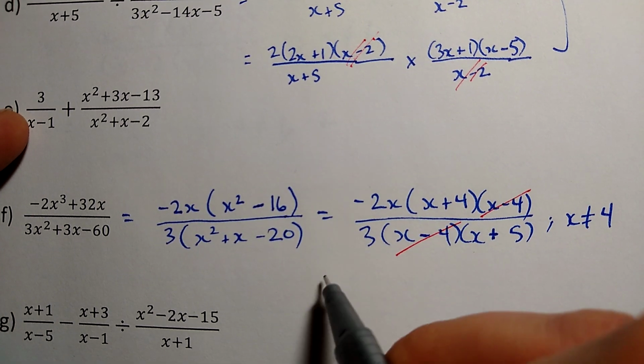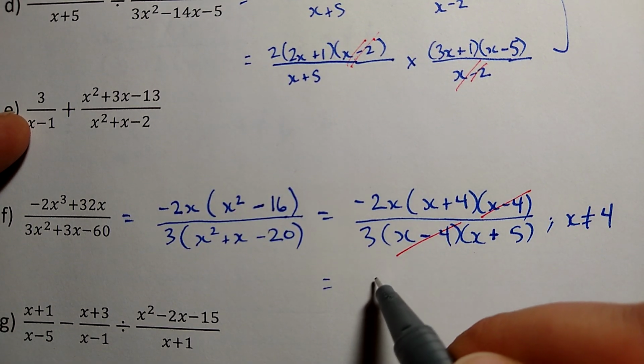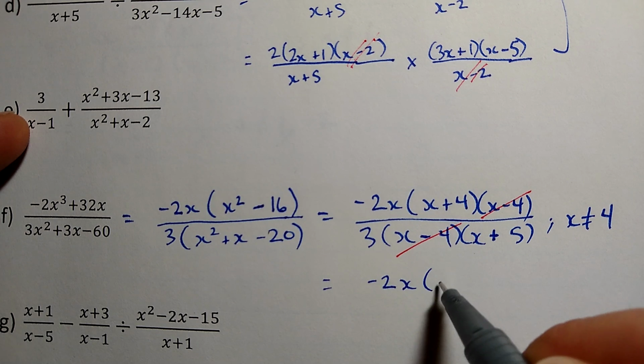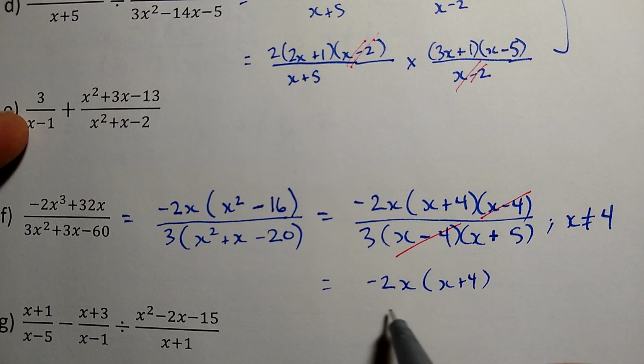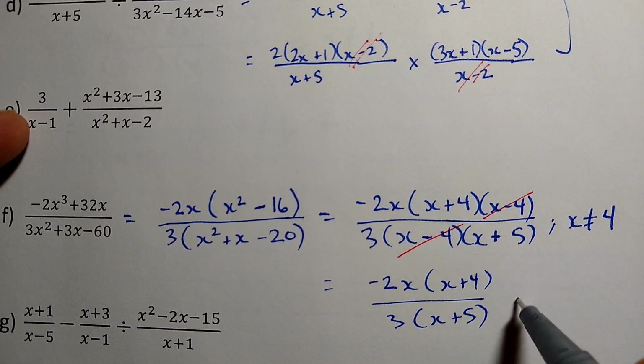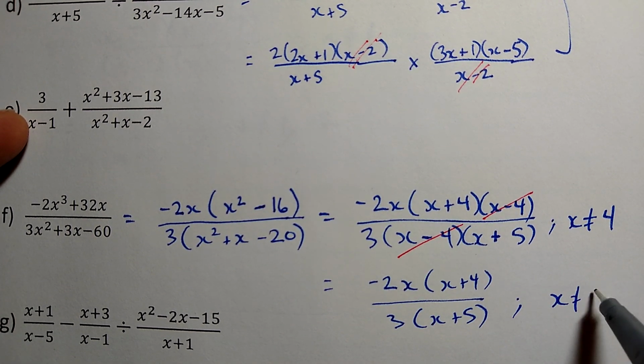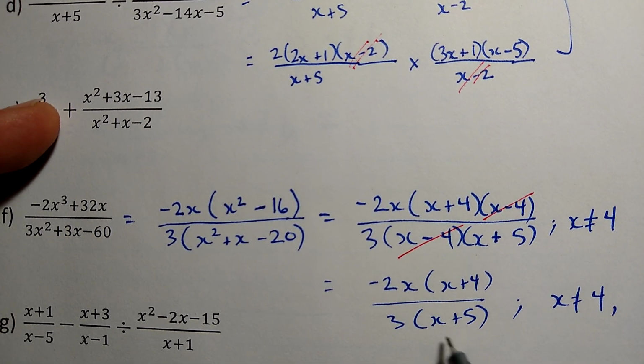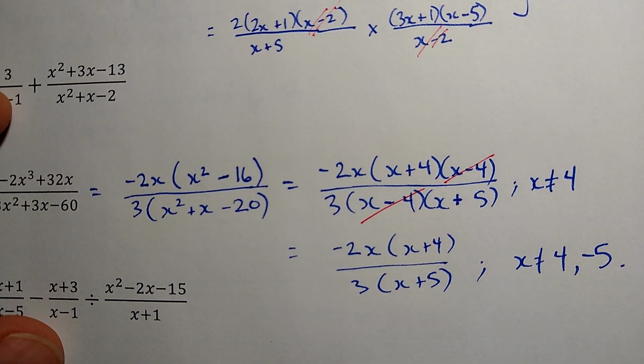And that looks like it. So negative 2x, x plus 4 over 3, x plus 5. The restriction is that x can't be equal to 4, and we're going to add one more restriction. Can't be equal to negative 5, because we can see that right there.